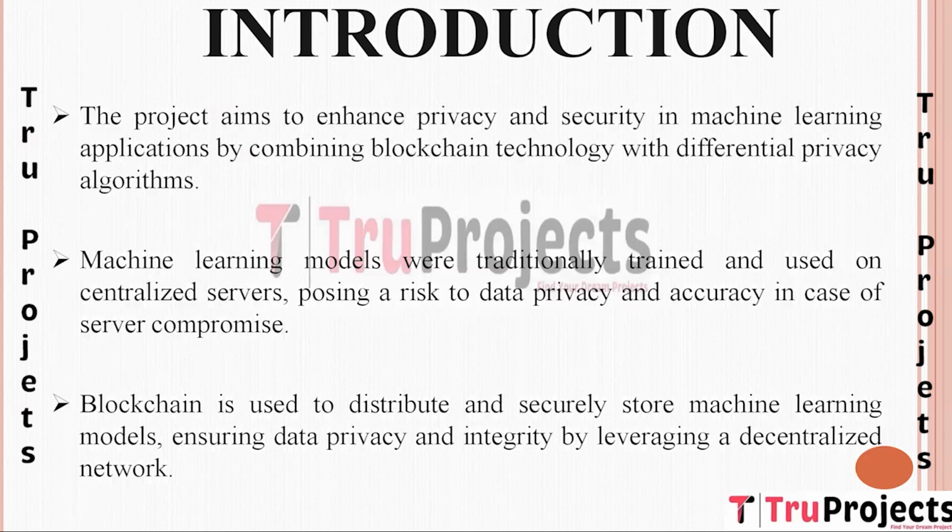Blockchain is essentially a distributed ledger system consisting of multiple nodes or servers. It is used to securely store machine learning models. By distributing the models across a network of nodes, the project ensures the data privacy and integrity are maintained. Even if one node is compromised, the overall network remains secure, making it an ideal solution for enhancing privacy and security in machine learning applications.